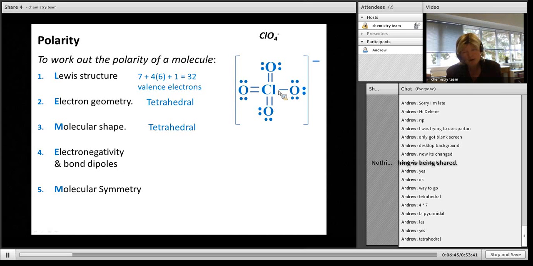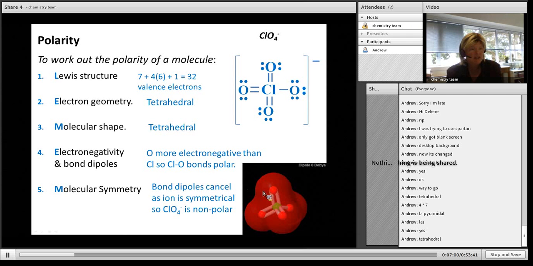Oxygen is more electronegative than the chlorine, so there'll be a bond dipole towards each of the oxygens. So this will have a negative area around it, and each bond is polar because there's uneven sharing. But as you can see also from last time, we saw it's red all on the surface because it's negative, being a negative ion, but that negative charge is distributed equally, so the ion is actually non-polar. Okay, it's a non-polar negative ion.